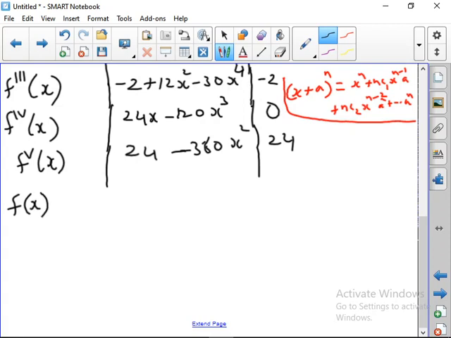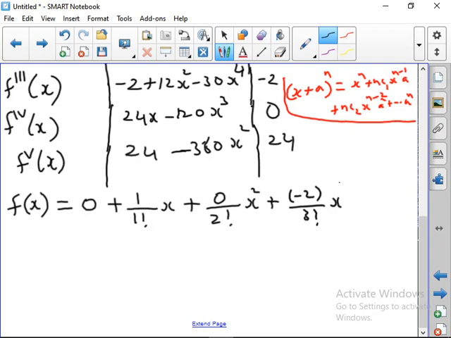So f of x is equal to, what's the formula? f of 0 plus f dash of 0 by 1 factorial into x plus f double dash of 0, 0 by 2 factorial into x square plus f triple dash of 0, minus 2 by 3 factorial into x cube plus f4 dash of 0, 0 by 4 factorial x power 4 plus 24 by 5 factorial x power 5 plus etc.